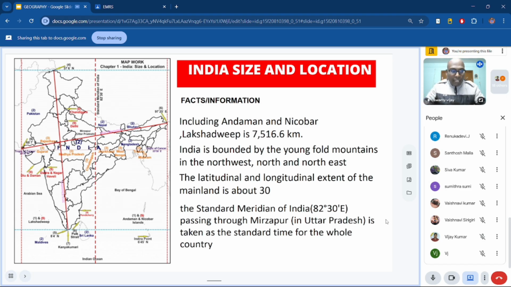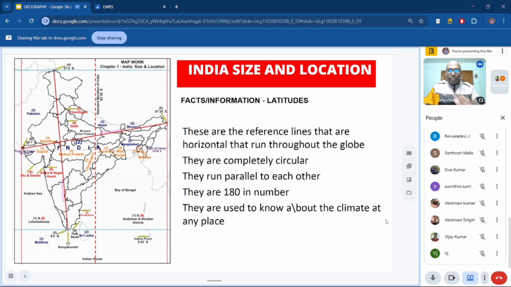Shall I change the slide? Okay. Next. These are the reference lines that are horizontal and run throughout the globe. They are completely circular. They run parallel to each other. They are 180 degrees in number. They are used to know about the climate at any place. So we are talking about the latitudes. Latitudes are the horizontal lines.